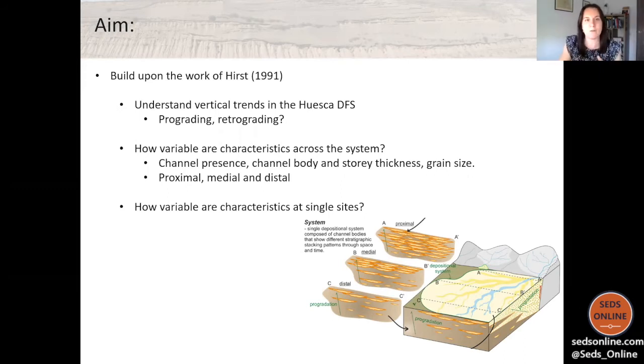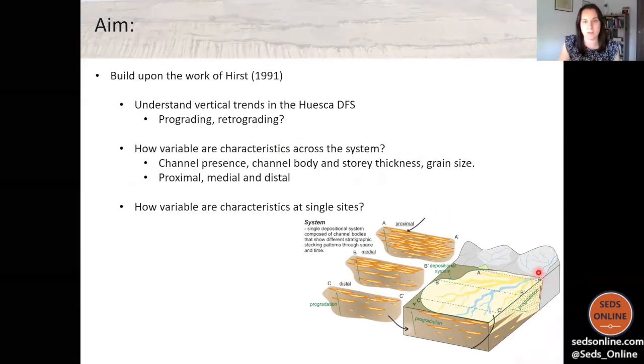We want to understand how variable the characteristics are across the system. So in this schematic here, going from this point all the way down to the distal. And we wanted to understand statistics relating to channel presence, channel body and story thickness, as well as the grain size of the channel deposits. Really testing those hypotheses of what DFS deposits look like.